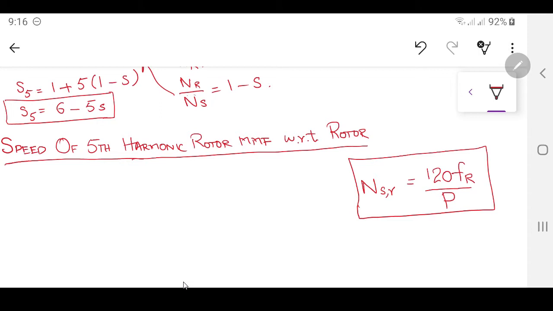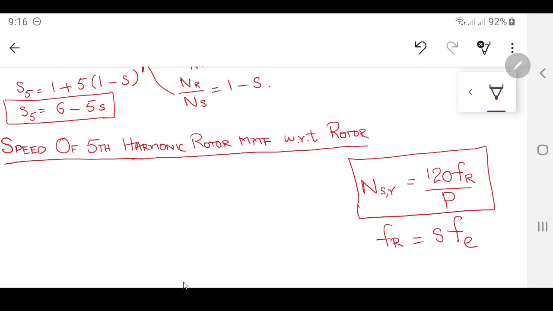One thing very important before I go forward: the stator has an MMF which is moving with speed 120 F by P with respect to the stator, which is stationary. The rotor also has an MMF. When we talk about the rotor MMF, the fundamental, with respect to the rotor its speed is 120 Fr by P. And Fr was equal to S times F electrical.